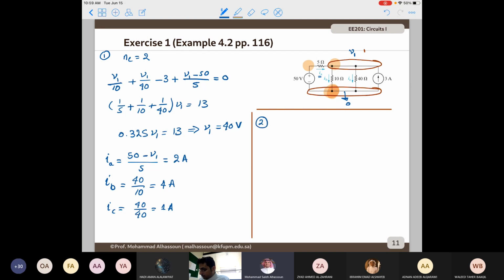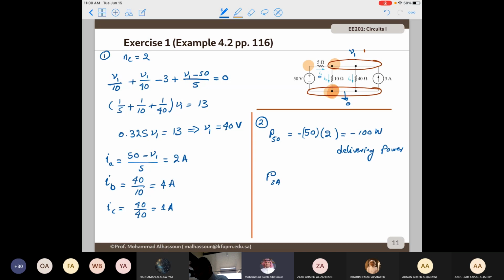Yes. Let's start with the 50 volt source. So we multiply the 50 by 2. It's minus 50, multiplied by 2, and this is going to give me minus 100 watts. Is it delivering or absorbing power? It's delivering power. Okay, excellent.